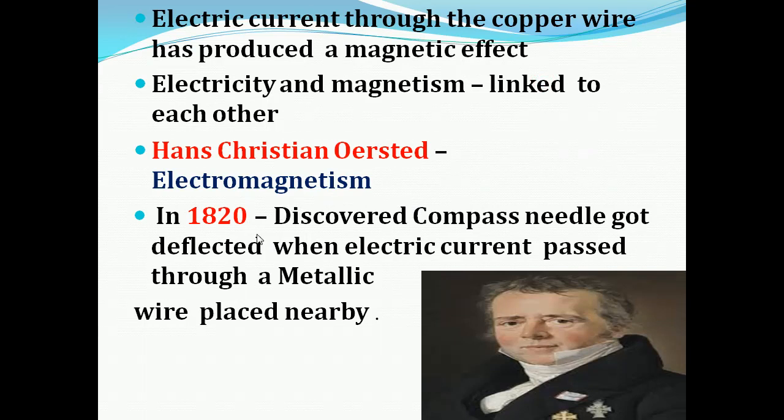Due to this observation, Ørsted showed that electricity and magnetism were related to each other, and his research later created technologies which are used for the working of radio, television and fiber optics. So Hans Christian Ørsted is the first man who discovered that there is a relation between electricity and magnetism. Understood, children?